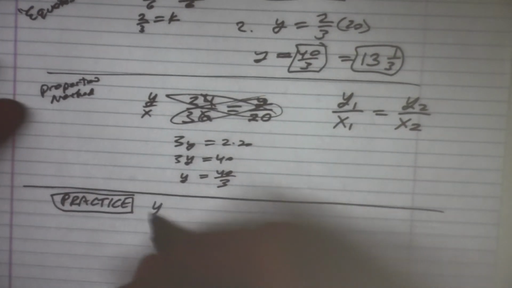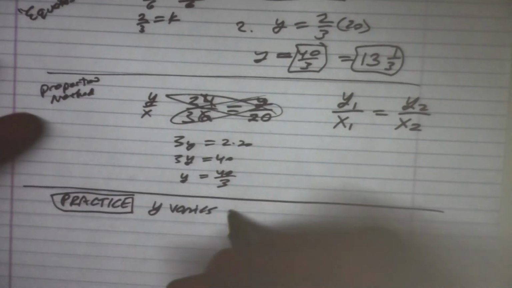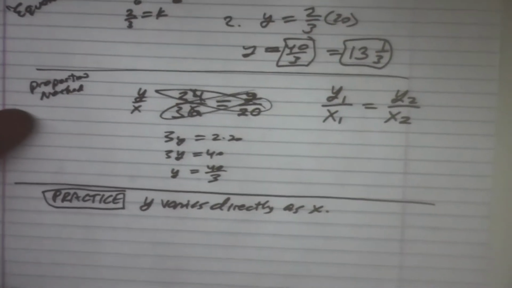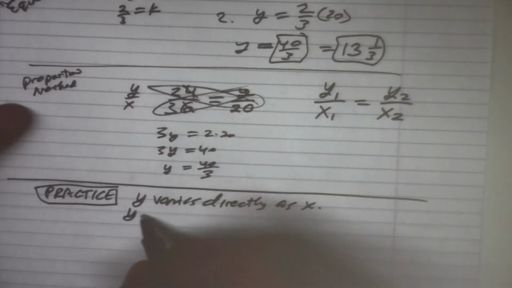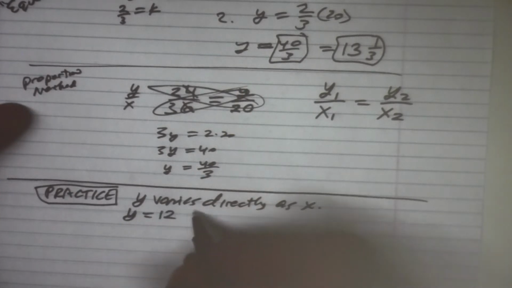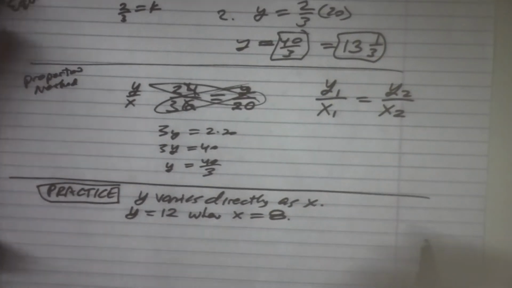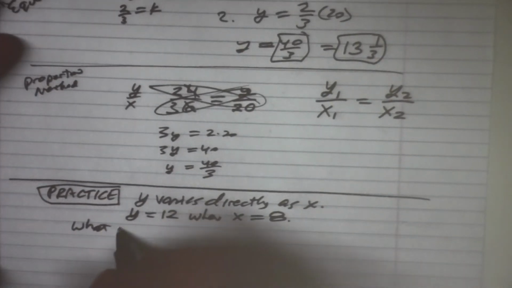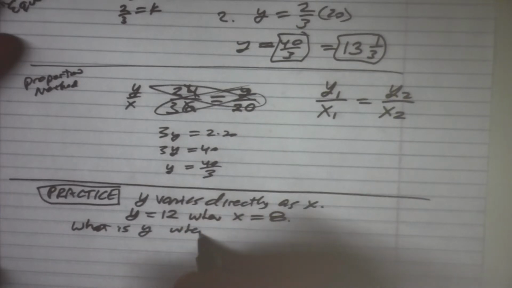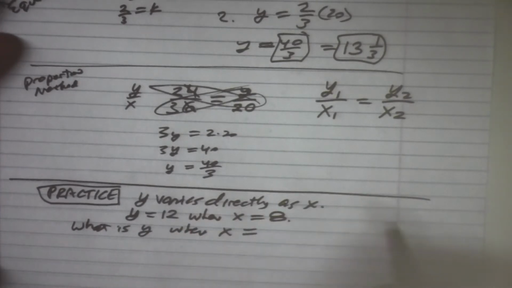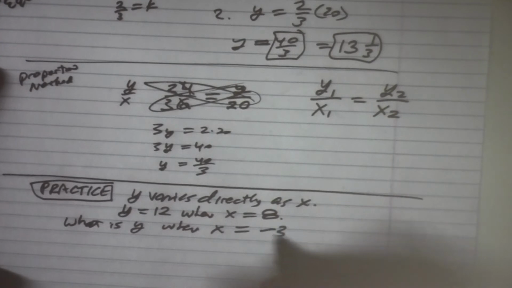I'm going to say that y varies directly as x. And then I'm going to tell you that y equals 12 when x equals 8. But what I want to know is, what is y when x equals negative 36?